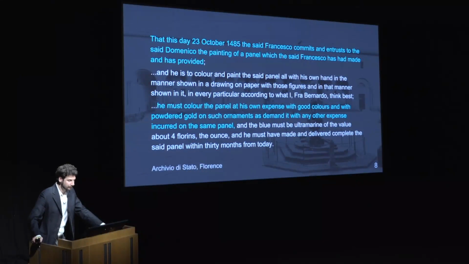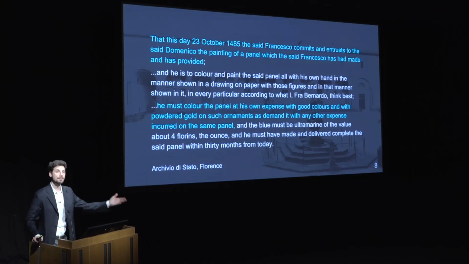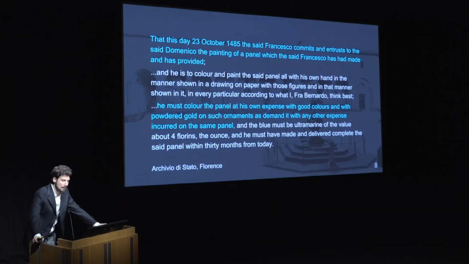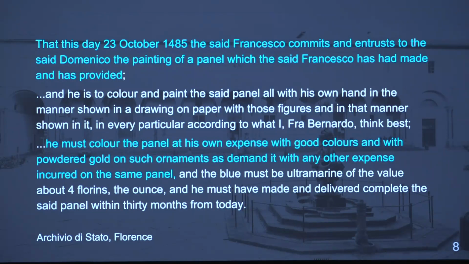He, the painter, must color the panel at his own expense with good colors. So not all the materials, we now discover, are actually part of the contract. And with powdered gold on such ornaments as demanded, with any other expenses incurred in the same panel. And the blue must be ultramarine, the very expensive one, of the value, just to explain the quality they want, about 4 florins the ounce. And he must have made and delivered complete the set panel within 30 months from today.